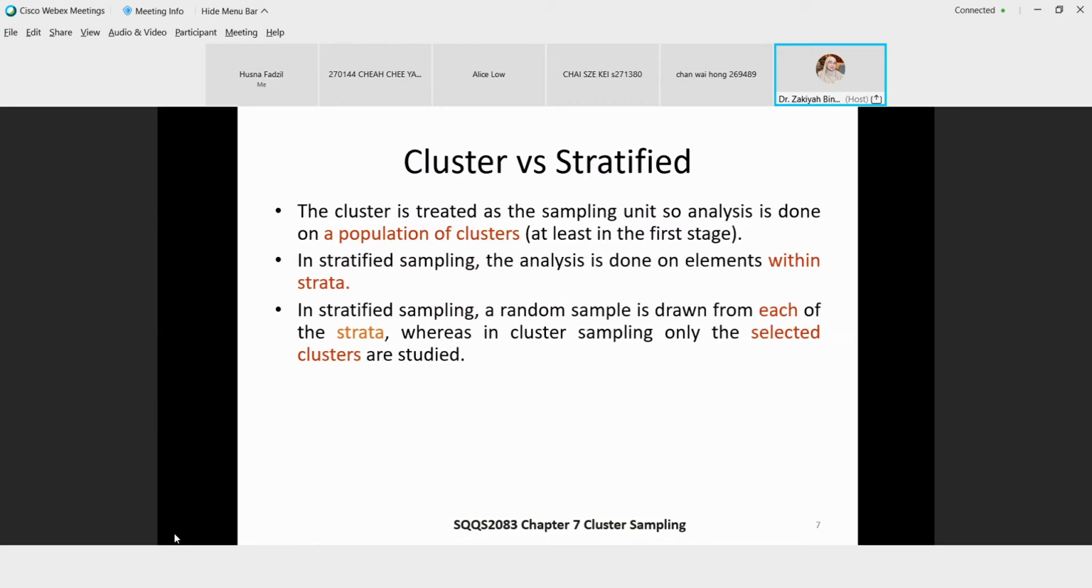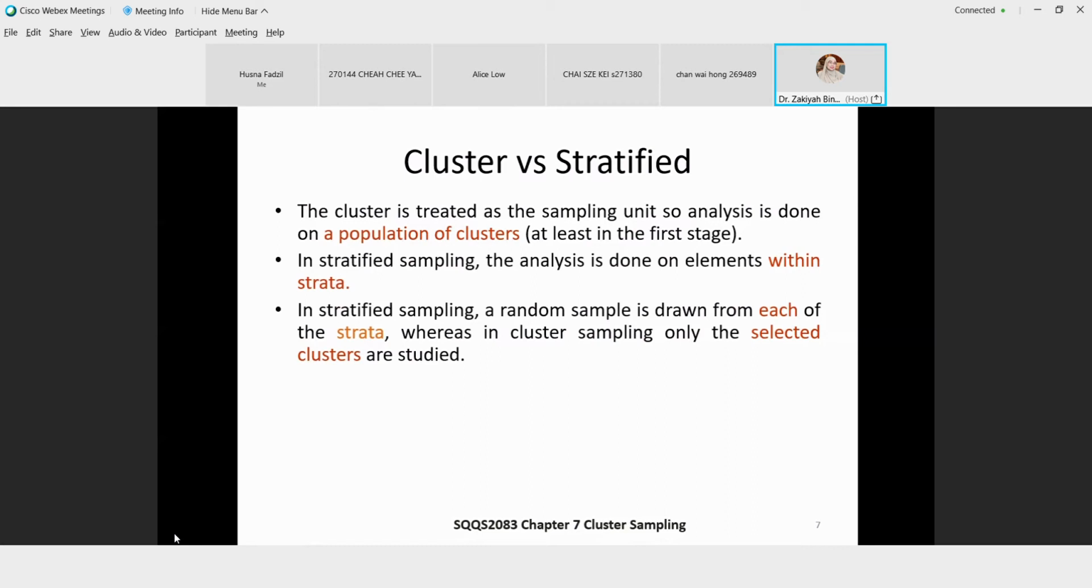Whereas in cluster sampling, only the selected clusters are studied. So in cluster sampling, out of the 10, you do not need to sample from each of them. You're probably just going to sample from 3. Why? It's going to be biased. Is it okay?